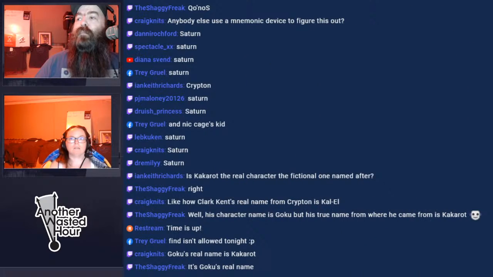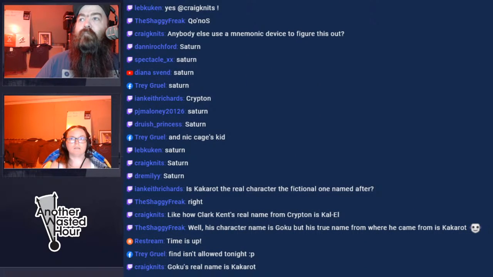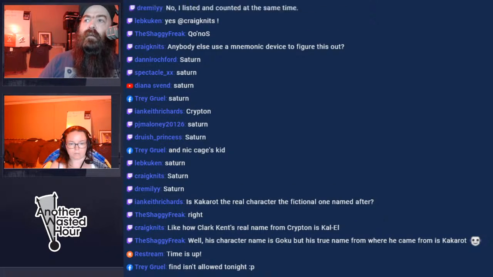Anybody use a mnemonic device to figure this out? This is a good question. A lot of people saying Saturn, it looks like. Krypton, says Ian. I feel like that's a little further out. Otherwise, we would have probably seen it blow up from here.